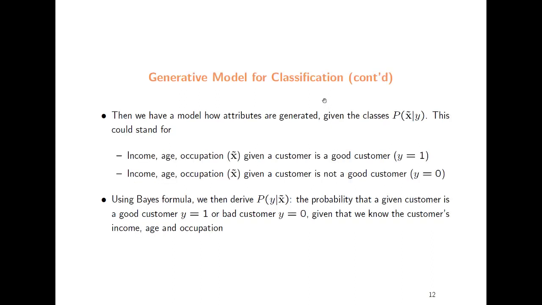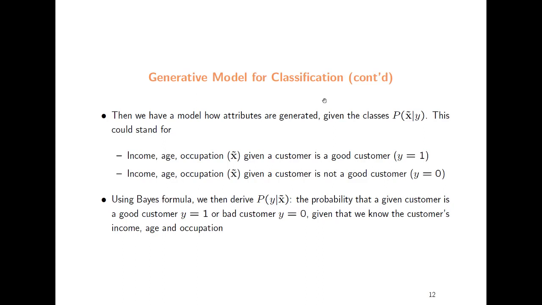And then, and this is more complex, we have to model how attributes are generated, given the classes. That's why it's called a generative model. You think of it like nature generating something. We use this tilde here because we don't consider the offset, the input with a constant input. We only consider the real attributes. And so x tilde could stand for income, age, and occupation.